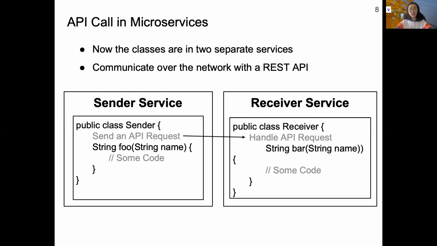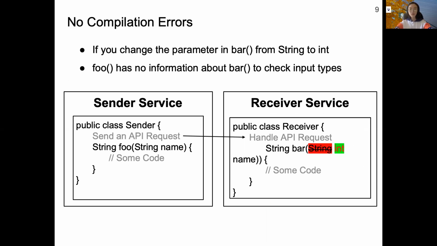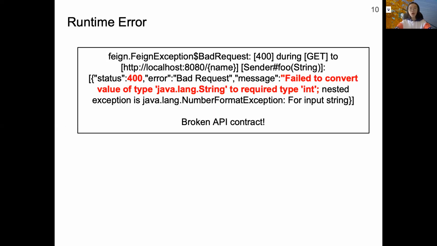Now, let us change this into two microservices, and they communicate with the REST API between these two classes. The foo function in the sender service still calls the bar function in the receiver service. But now the compiler will not complain about a mismatch type because they communicate over the network and are not built together in one executable. So we do not know about the type for each parameter and compare if they're the same or not. However, the type mismatch of the requested parameter will lead to a runtime error.